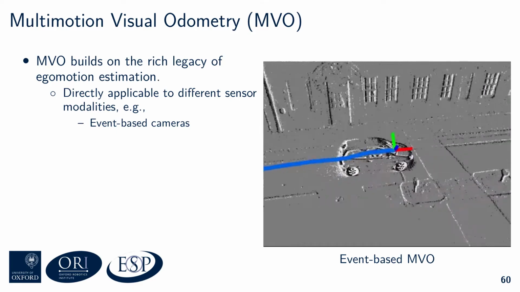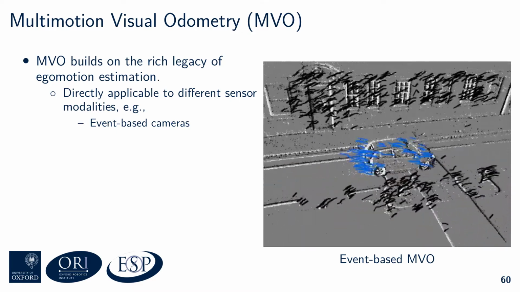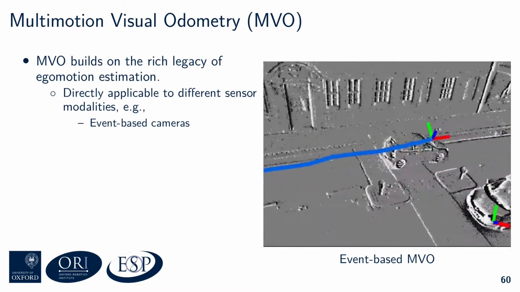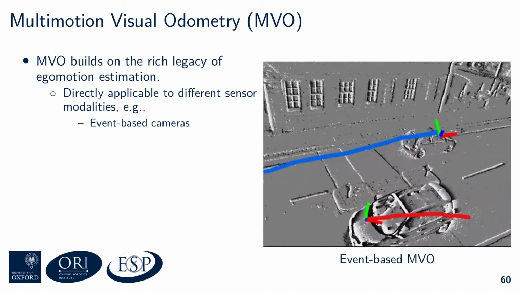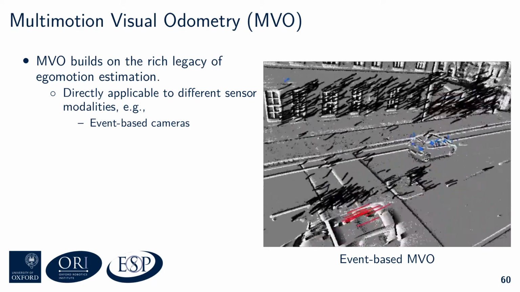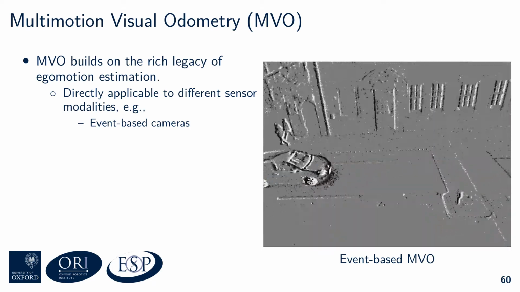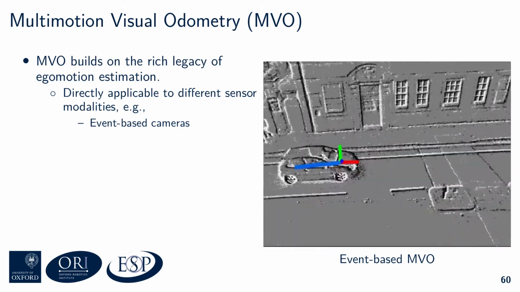One of the advantages of building on the visual odometry pipeline is that MVO is directly applicable to different sensor modalities. We've done some preliminary tests on event-based cameras provided to us by Prophesee, and you can see the results on the right. Other than modifying the feature detection to work on events, this is the same MVO pipeline that we used on stereo data to estimate the motion of swinging blocks.